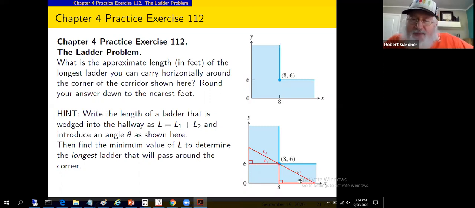We're finding the minimum length here that results, and any ladder of that length or shorter will go around the corner. Any ladder longer than that will get stuck. That's why we're minimizing the sum of L1 and L2. That's the plan. This one's a tricky idea to set up. That's why I wanted to add this as a hint.